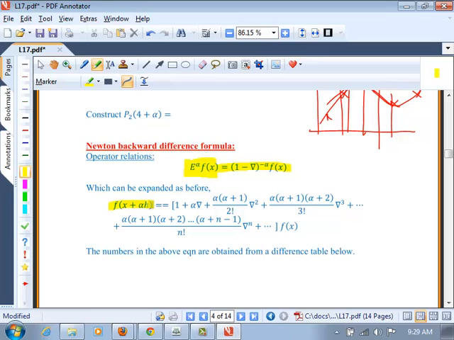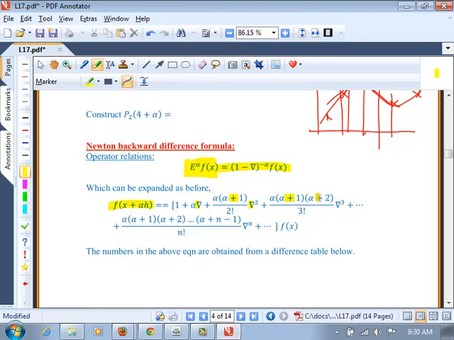So let's again do a binomial expansion on that. That's going to give you 1 plus alpha delta plus alpha times alpha plus 1 over 2 factorial delta square plus alpha times alpha plus 1 times alpha plus 2 divided by 3 factorial delta cube, etc. Once again, it's an infinite series if alpha is not an integer, and you need to truncate it, and that will give you a truncation error. So that is how you would use a backward difference operator.